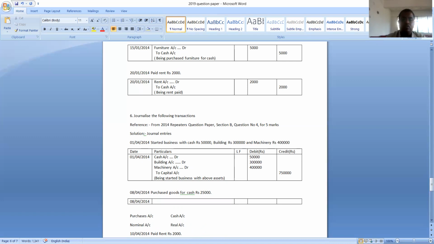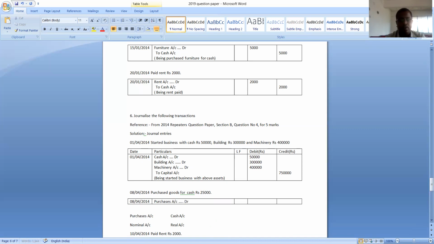Now we should decide which account should be debited and which account should be credited. Purchased goods means here one is purchases account and it is purchased for cash. Another account is cash account. So which account should be debited? What is the rule of nominal account? Debit all expenses and losses. Here purchases are the expenses. So purchases account should be debited.